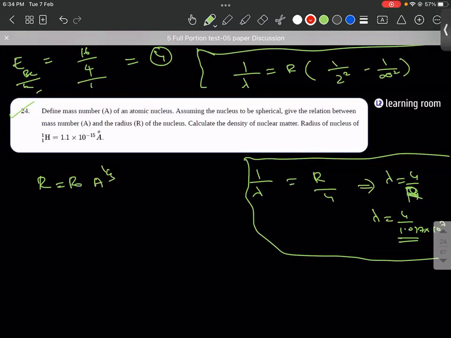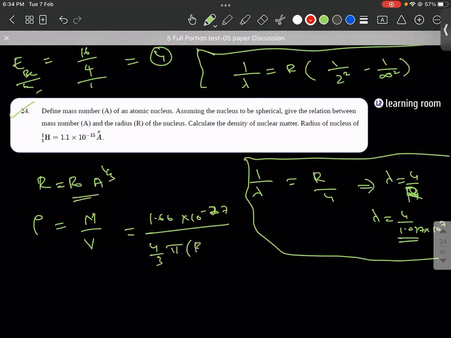Calculate the density of the nuclear matter. So density is equal to mass divided by volume. So mass is going to be 1.66 into 10 power minus 27 divided by volume, which is going to be 4 by 3 into pi r cube. R cube is r naught cube into A. Right? When you calculate all these values, you will get 3 into 10 power 17 kilogram per meter cube. This is going to be the density.